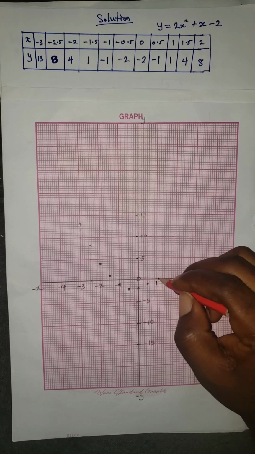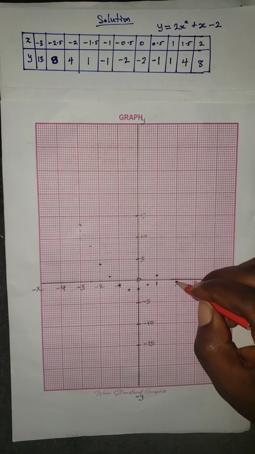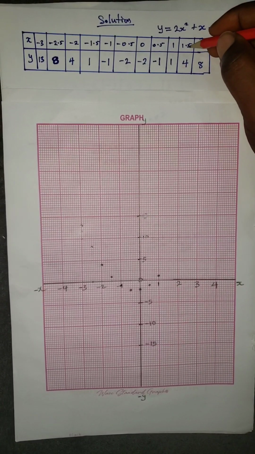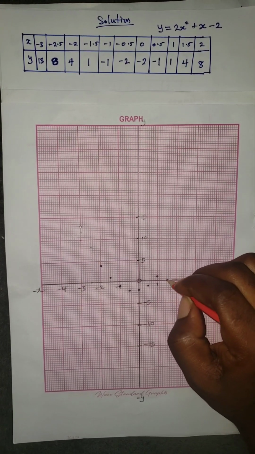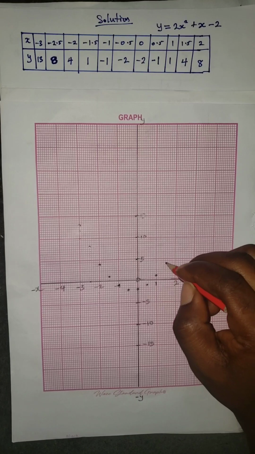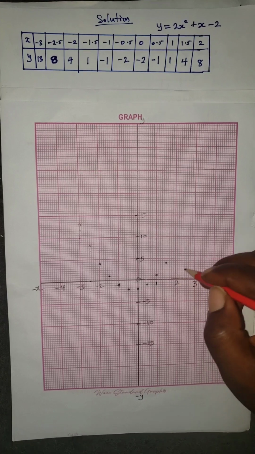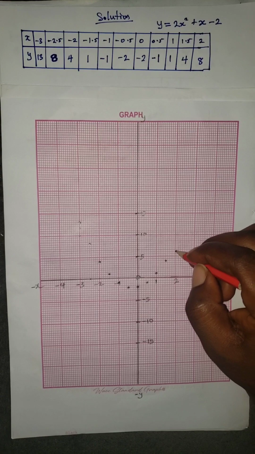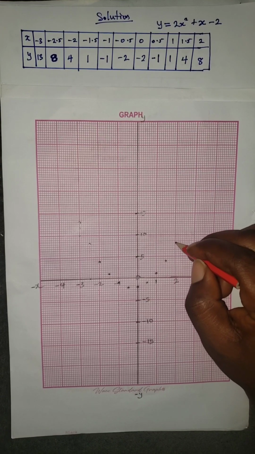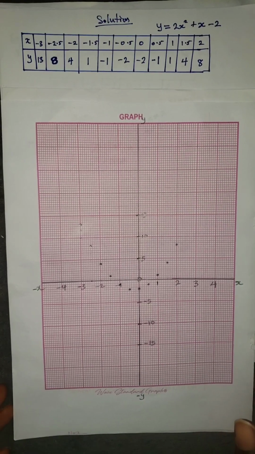At 1 is 1, so I'll come up here. At 2, oh, I can't do 2. I'll have to first do 1.5. So 1.5, which is in the middle between 1 and 2, will be 4, which is here. And at 2 will give me 8. So 5, 5.5, 6, 6.5, 7, 7.5, and you can see our curve. Okay, so our curve is about ready.